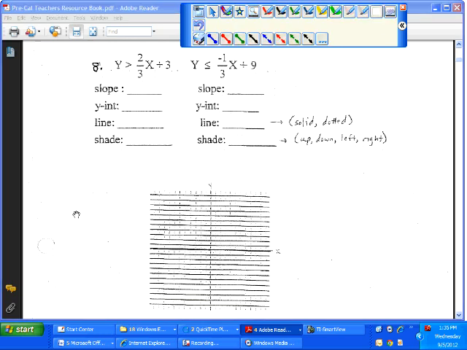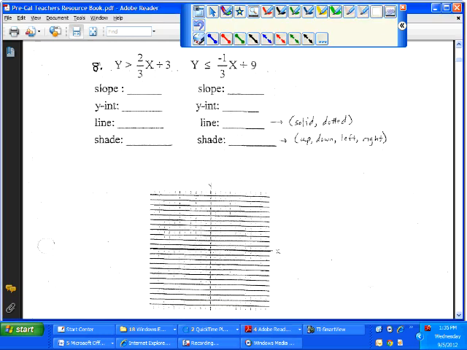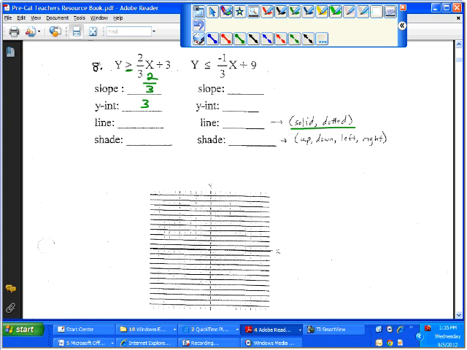So we're going to graph them both. What is the slope of the first one? We'll do it in green. It's the 2/3, the coefficient of x. What is the y-intercept? The 3. Now on line, it shows you over there to the right, solid or dotted. Is the line going to be solid or dotted? Dotted because it didn't have an equal mark under it. That was not there. Therefore, it is dotted. It says y is bigger, so which way do we shade? Up. Okay?